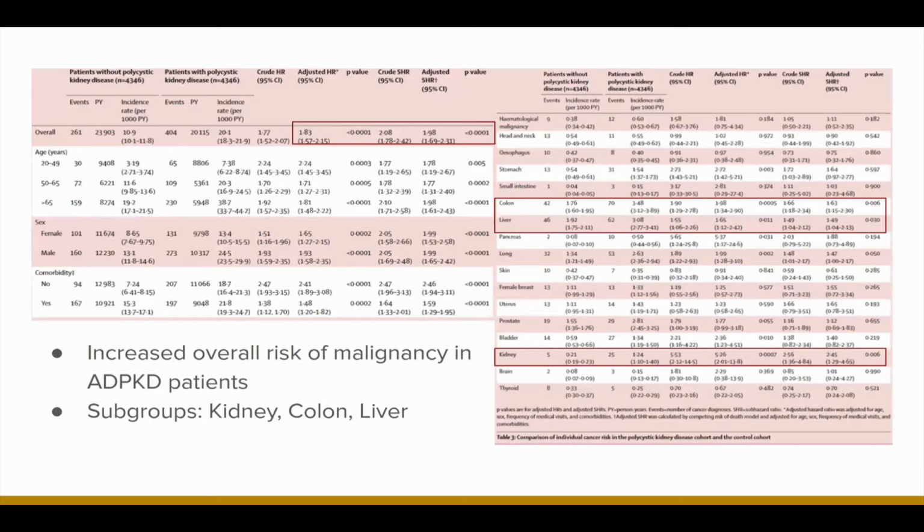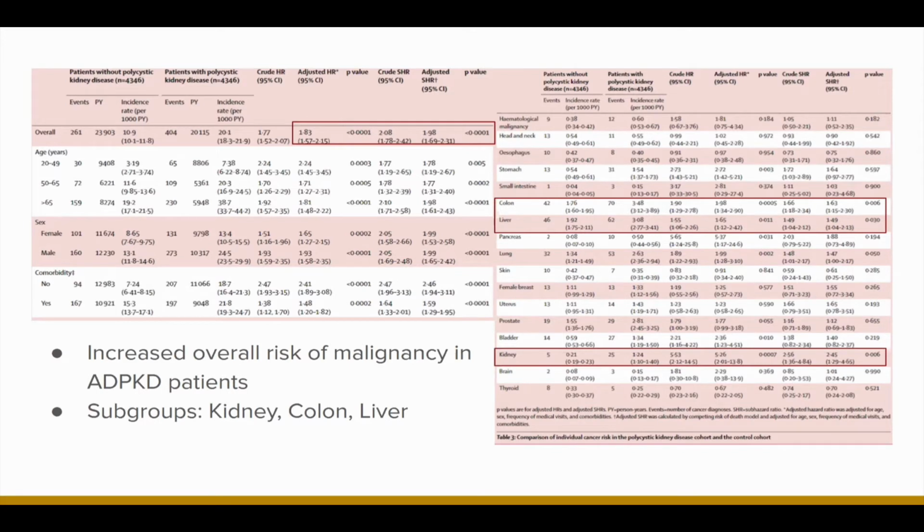Their overall results, however, suggest that there's an increased overall risk of malignancy for patients with polycystic kidney disease, with an adjusted hazard ratio of 1.83. This was statistically significant. And on subgroup analysis by the types of cancer, they found that kidney, colon, and liver were all at an increased risk, which is interesting given that colon and liver are the sites of extrarenal manifestations within the disease.